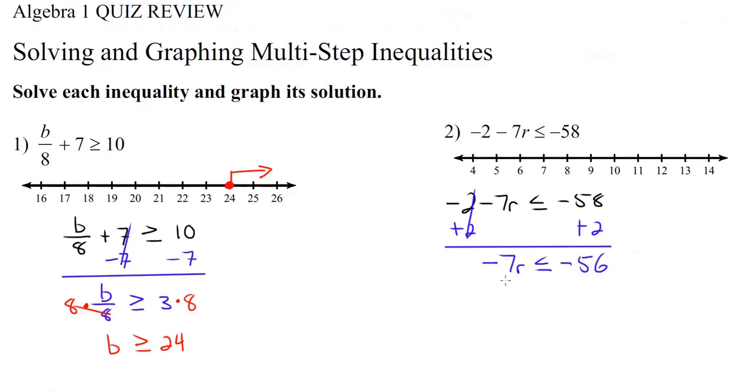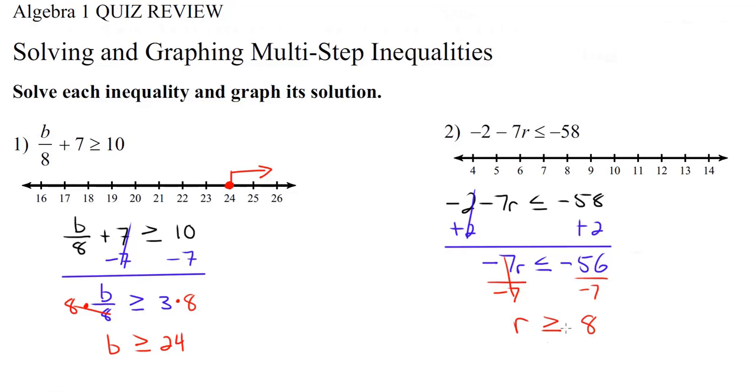Now we need to get rid of this negative 7. Negative 7 is multiplying r, so to get rid of it, we need to divide both sides by negative 7. On the left, these cancel out, leaving r. On the right, negative 56 divided by negative 7 is positive 8. And since we had to divide by a negative number, we need to flip the inequality. So this less than or equal to becomes a greater than or equal to. So our solution is r is greater than or equal to 8.